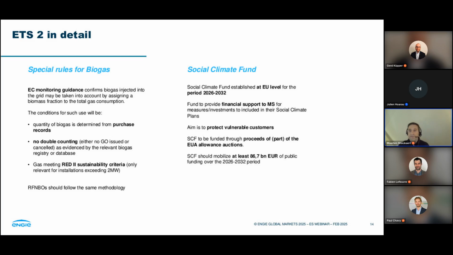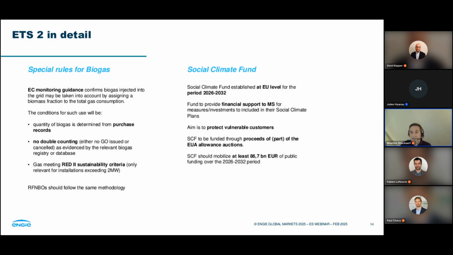And then maybe some specificity. So for biogas injected in the grid, the monitoring regulation, and it's also confirmed by the Commission's monitoring guidance, confirms that a biomass fraction for the supply of biogas may be taken into account. The conditions for such use will be that it's determined based on purchase records, that there is no double counting.